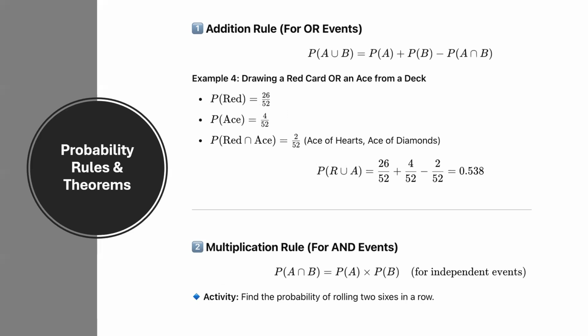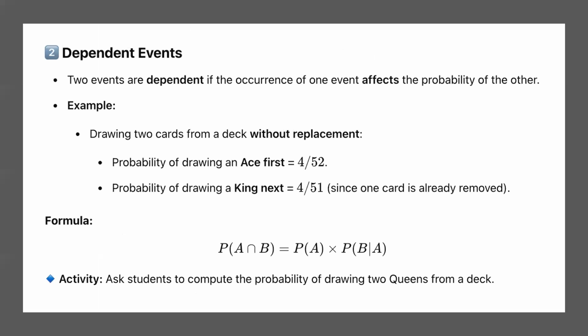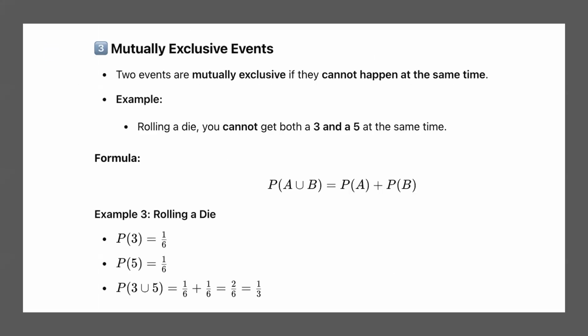Okay, so let me give you the idea of it. For the addition rule, we have discussed four types of events basically. Let me go back. One was the independent event, you know what independent events are, right? The other was dependent events, correct? And the third one was mutually exclusive events. So what are mutually exclusive events? The events that cannot happen at the same time.